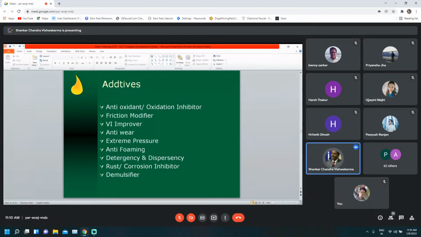Another, when there is a chemical reaction between the lubricant and the body, there will be corrosion. To avoid this, we put some corrosion inhibitor in the oil as an additive. Likewise, a demulsifier is also there in the additives. So these are the very, very common additives which we are using in a lot of lubricants.